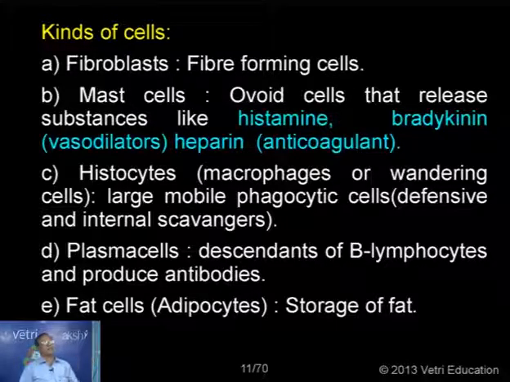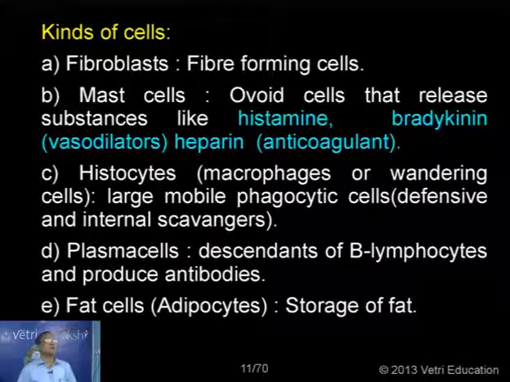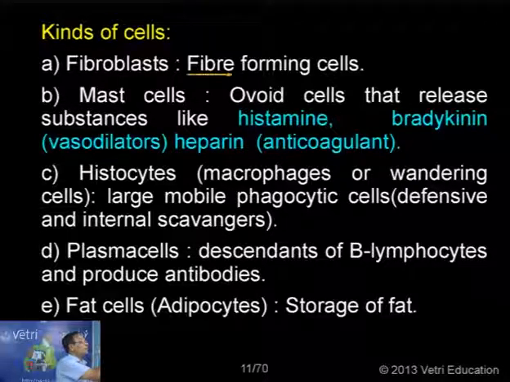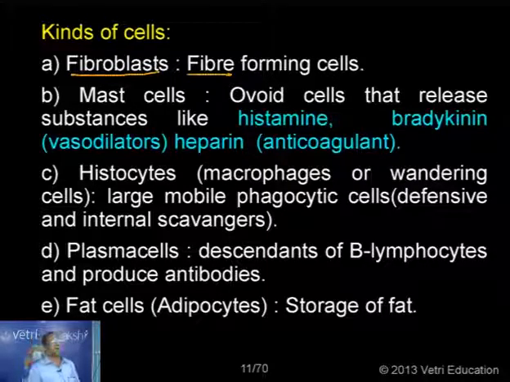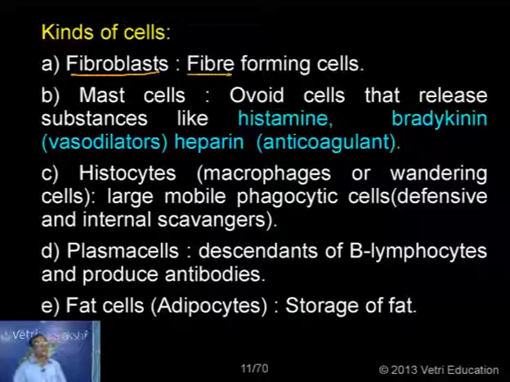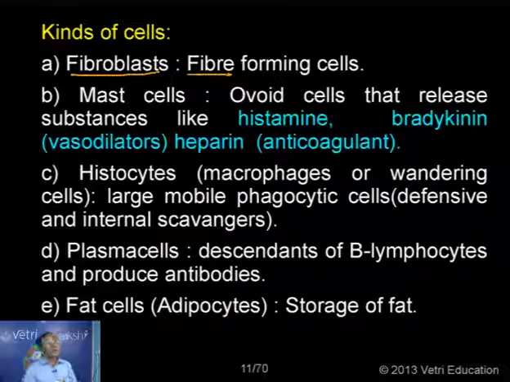Now number 1, fibroblast. The cells responsible mainly for the secretion or formation of the fibers. So these are called the fiber forming cells. That means collagen fibers, yellow fibers, or reticular fibers are being formed mainly by the fibroblast. And in any connective tissue, areolar connective tissue or loose connective tissue.